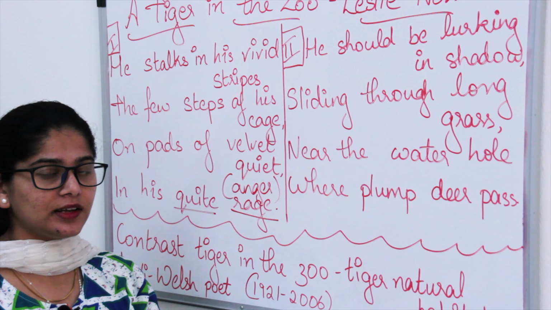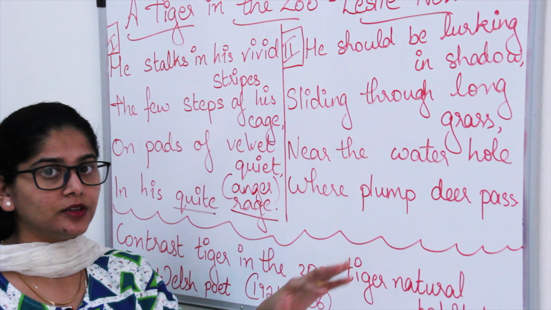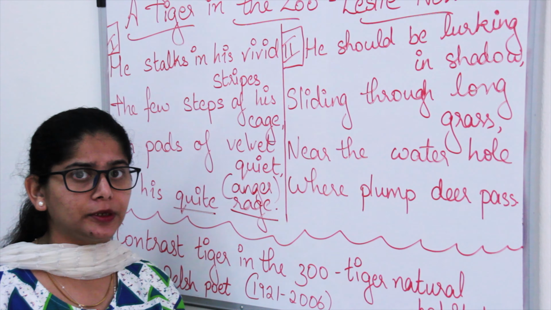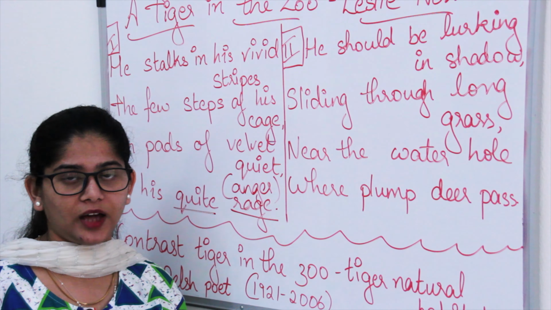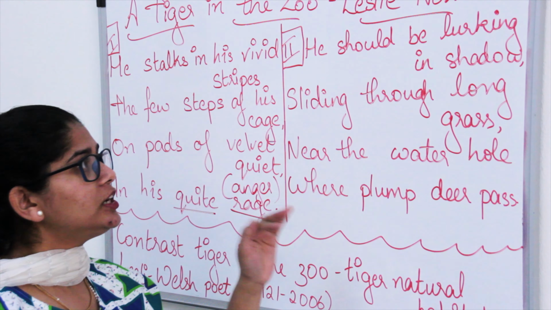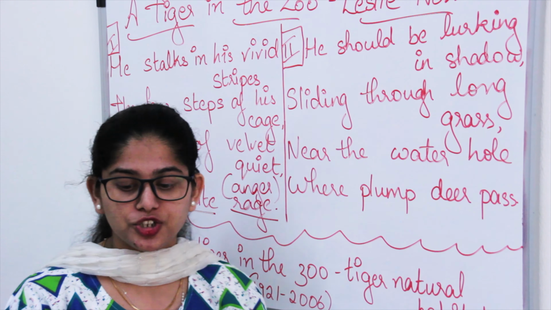Now with the second stanza, the poet is trying to captivate your attention towards the tiger in the natural habitat. What will the tiger be doing in the habitat? We'll look into it. He should be lurking in shadow.